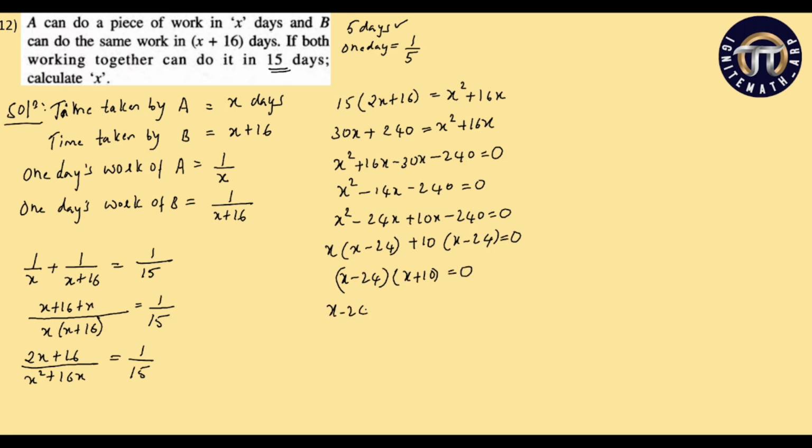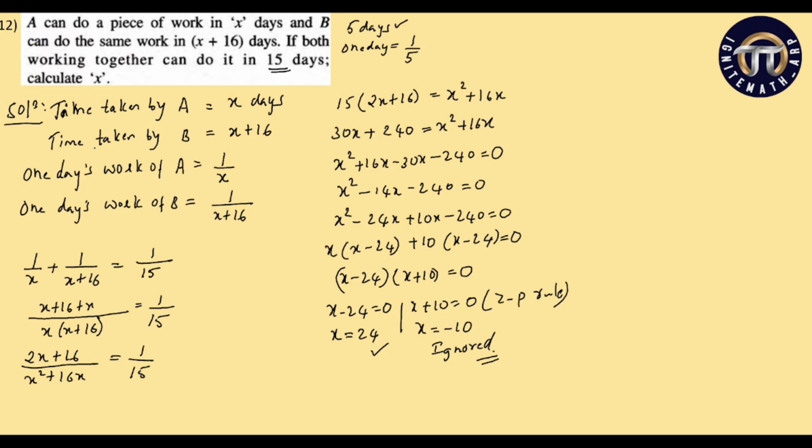So x minus 24 is equal to 0, x plus 10 is equal to 0. This is by zero product rule. So x is equal to 24 and x is equal to minus 10. So this is ignored, okay, because the number of days taken by A cannot be negative. So I will go ahead with the 24.